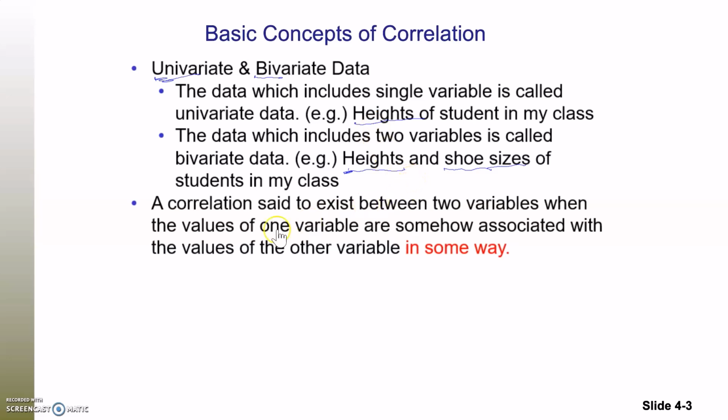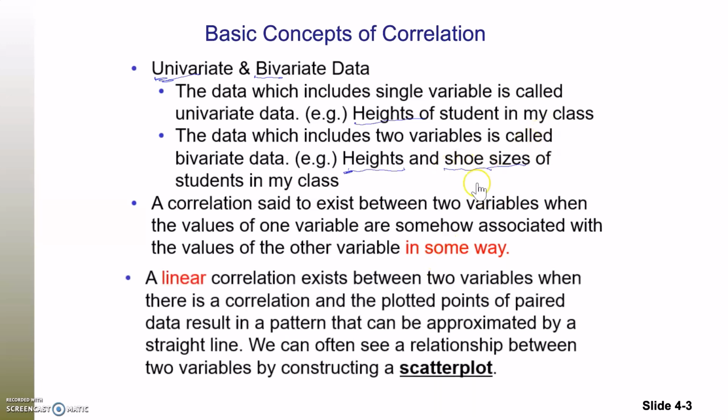Now the first question that comes to mind: what is a correlation? A correlation is said to exist between two variables when the values of one variable are somehow associated with the values of the other variable in some way. Then we say there exists a correlation. I will show you in a minute what I mean by this idea, in the next slide.